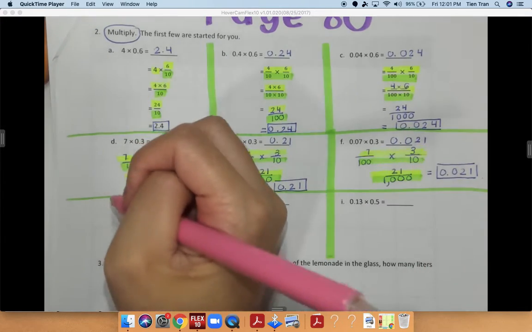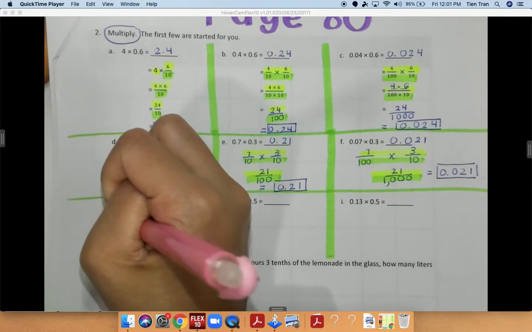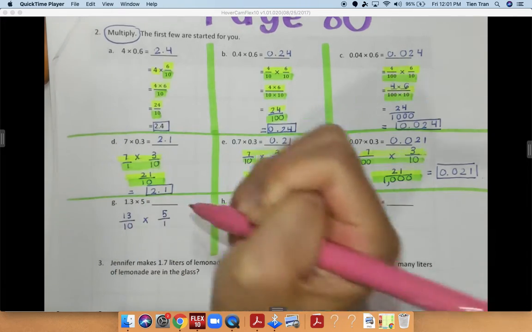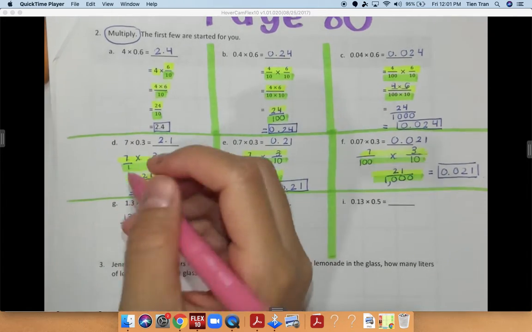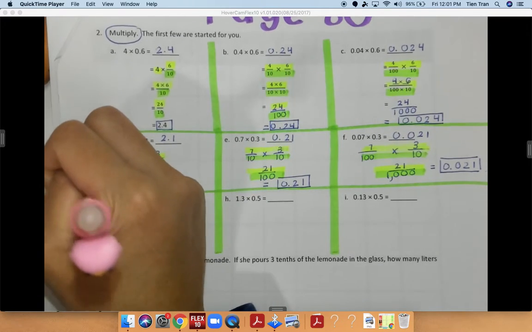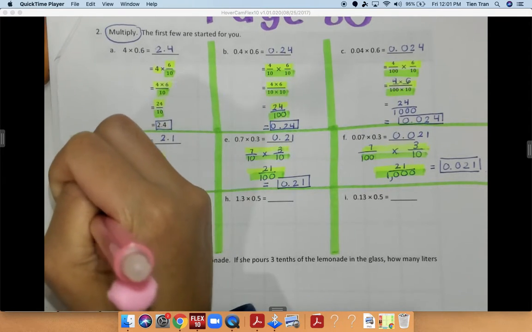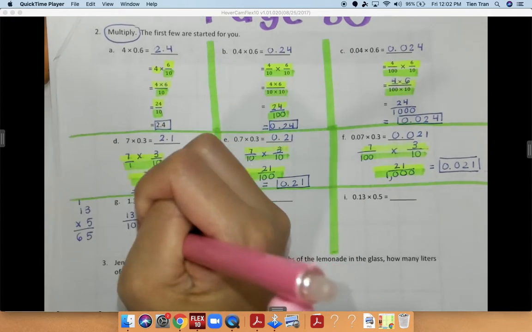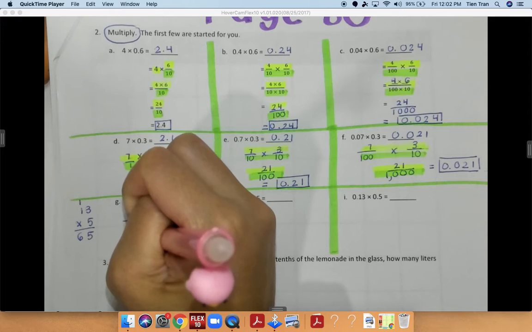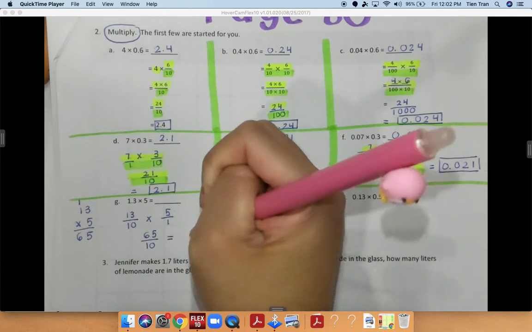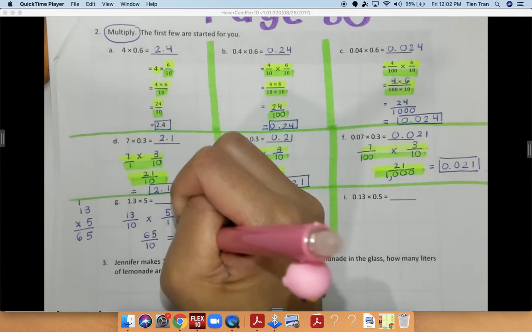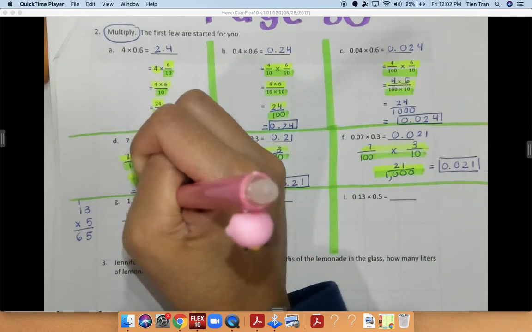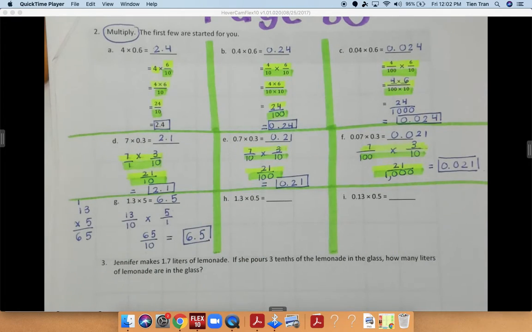Next, we have 13 tenths times 5 ones. So we're going to multiply that. 13 times 5. 5 times 3 is 15, 5 times 1 is 5, plus 1 is 6, so I get 65 tenths, which is going to give me 6 ones and 5 tenths. So my answer is 6 ones and 5 tenths.